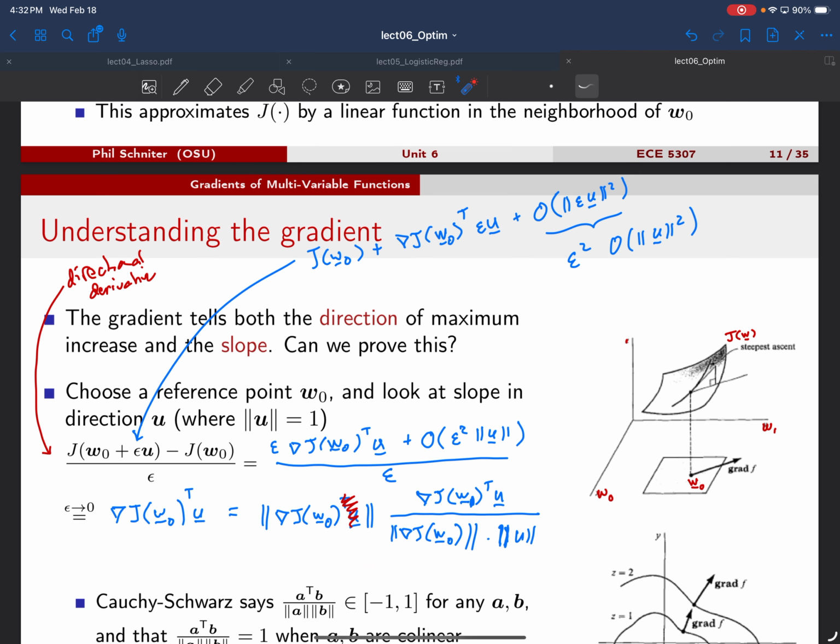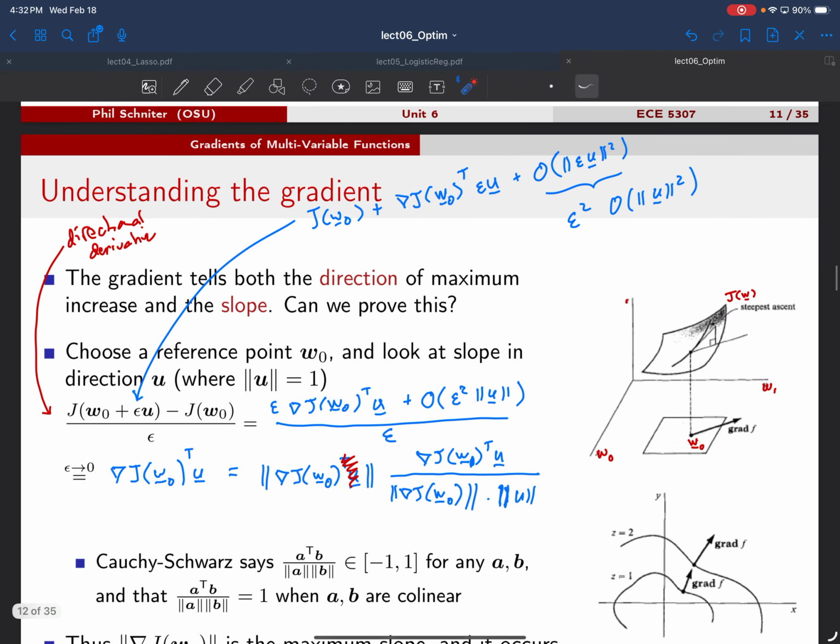But the reason that I've written it this way is because this second term is the sort of thing that we see in the Cauchy-Schwarz idea, which is that for any vectors A and B, this quantity, which is their inner product divided by their norms, is always some number between 1 and minus 1. So that means this is some number between 1 and minus 1.